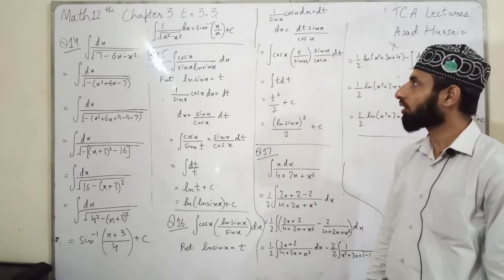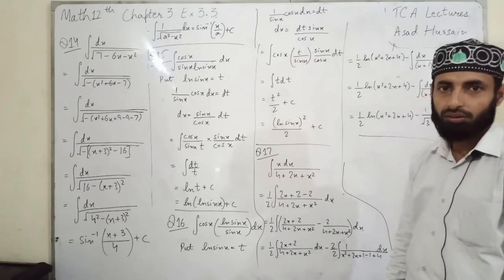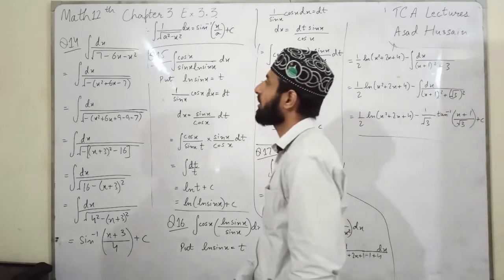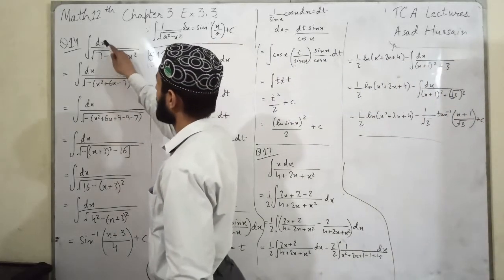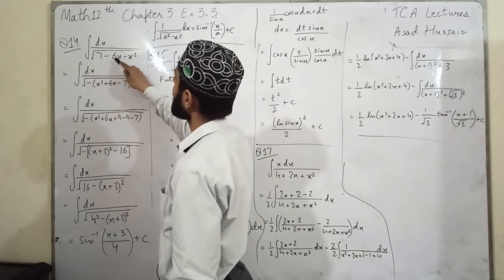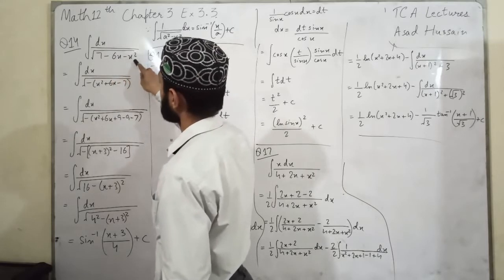This contains question number 14 to question number 17. Question number 14, integral dx over under root 7 minus 6x minus x square.